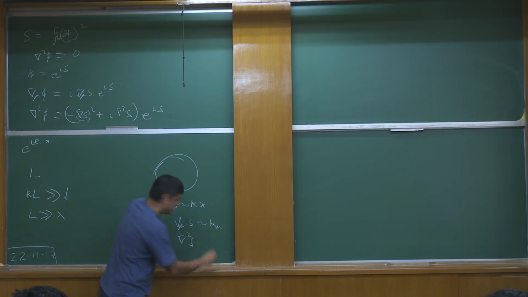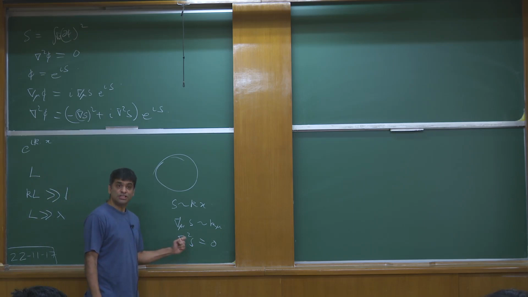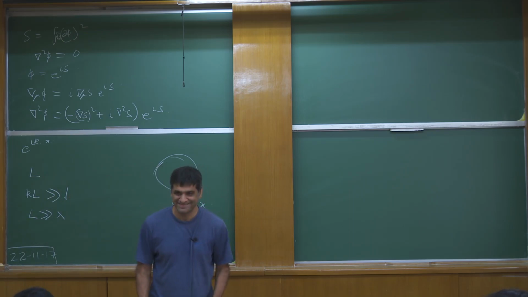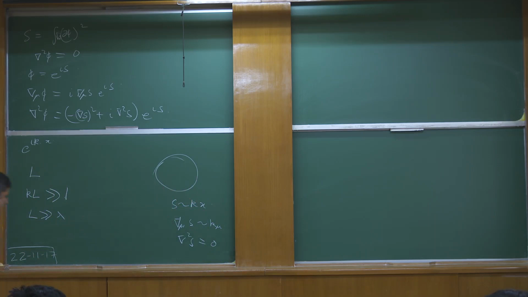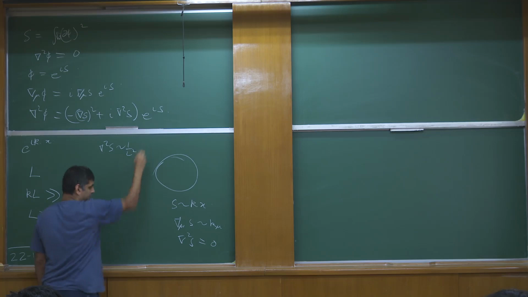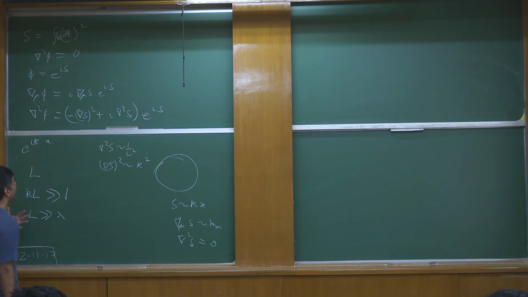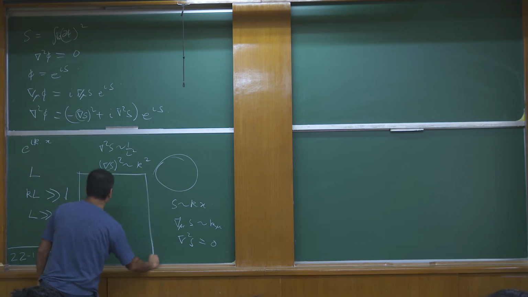It's equal to 0. So in the approximation in which we're working, of course del squared S will not really be 0. But what this shows is that for our solutions, del squared S will be estimated by 1 over L squared. In the approximation where the curvature is gone, it's 0. So del squared S will be like 1 over L squared. And (del S) the whole thing squared will be like 1 over lambda squared, exactly k squared. So in this approximation, we would expect del squared S to be much, much less than (del S) the whole thing squared.